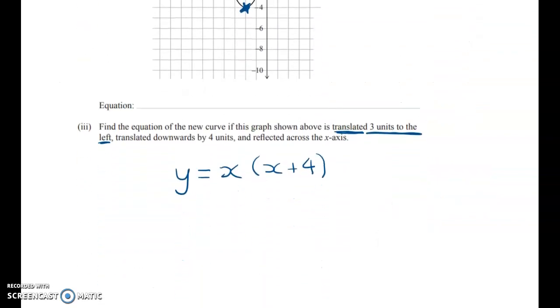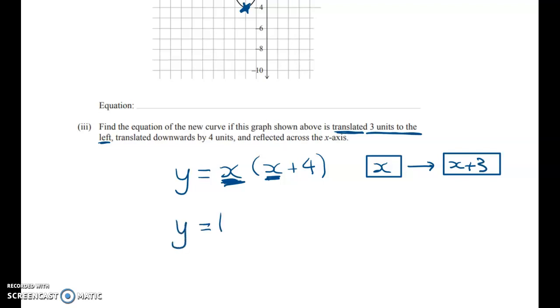The first thing we have to do is to translate this 3 units to the left. So we've got x in here twice. We want to take the x and think of it as having a little box around it. And we want to change that x so that it's x plus, to shift the graph to the left, so x plus 3.